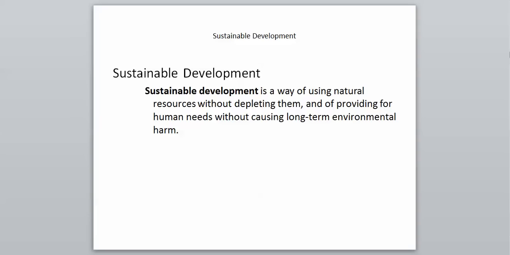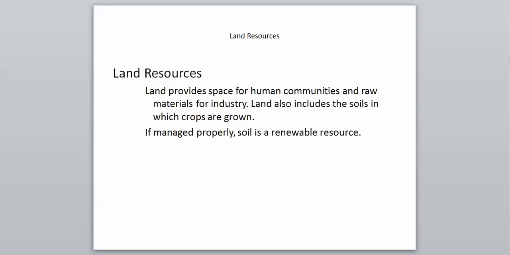However, there are some ways to try to get around this, and one of them is called sustainable development. This is a practice to help us alleviate these problems, because it's a way of using natural resources without depleting them, and of providing for human needs without causing long-term environmental harm. It's more of a basic way of living, but it is what some people are trying to do to help with damaging the environment.